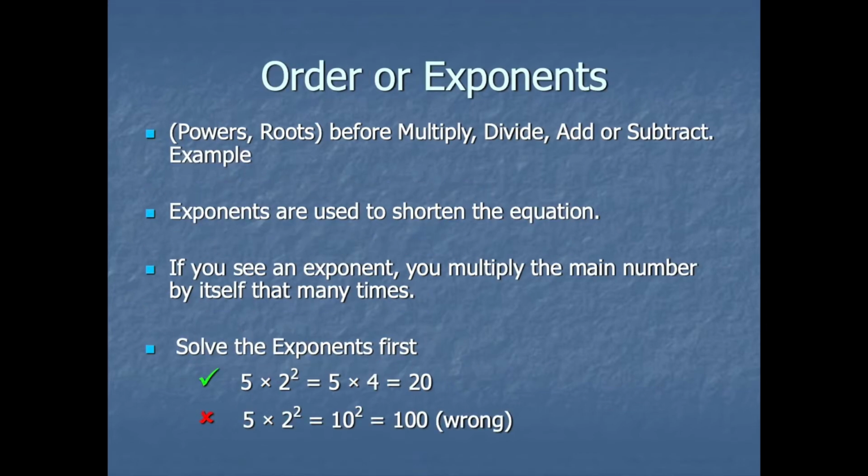The order of exponents. The order of exponents can include powers and roots, and is done before multiplying, dividing, adding, or subtracting. Exponents are used to shorten an equation, and if you see an exponent, you must multiply the main number by itself that many times. So for example, 5 times 2 squared. That gives us 5 times 4, because 2 squared is equal to 4. 5 times 4 is equal to 20. But below that is an incorrect example, where 5 times 2 squared does not equal 10 squared, because you have to do the 2 squared before the 5.